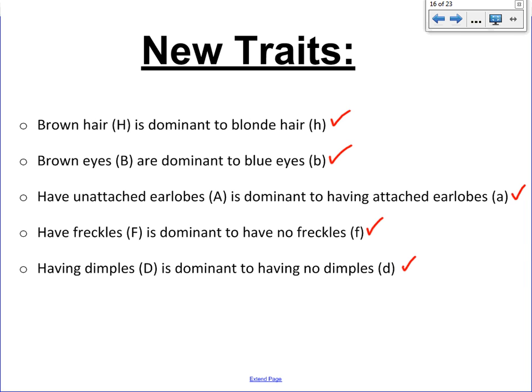So now we can expand our search out to 5 different traits within a kid in order to figure out its hair color, its eye color, the type of earlobes it has, if it has freckles or not, and if it has dimples.